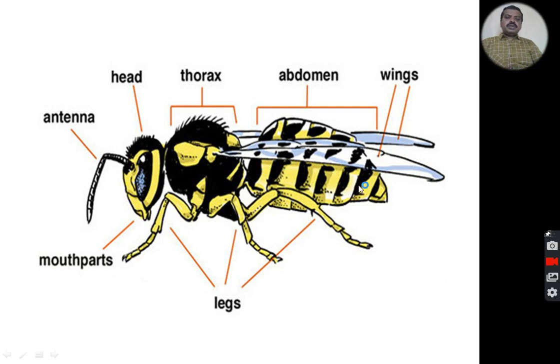The last is the abdomen. As I told you, the abdominal segments vary in different species of insects, and the number ranges from 5 to 11 segments. In the abdomen, various important vital organs are present to carry out normal physiological activities.